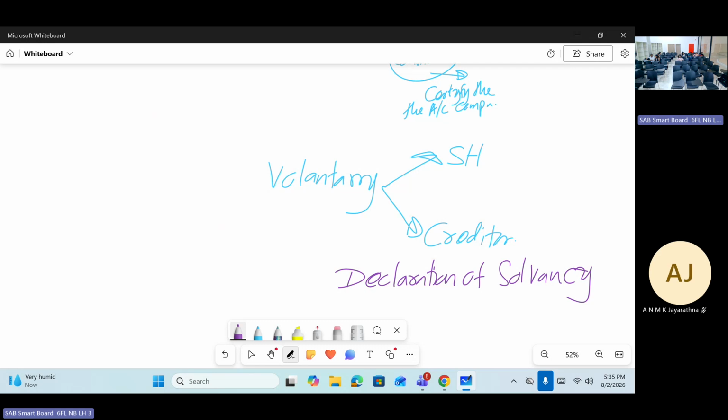Declaration of solvency. What do you mean by solvency? Solvency and insolvency. Solvency's opposite is insolvency.